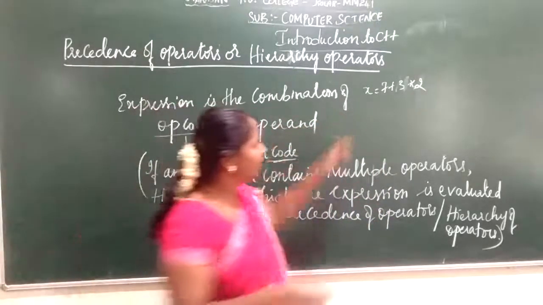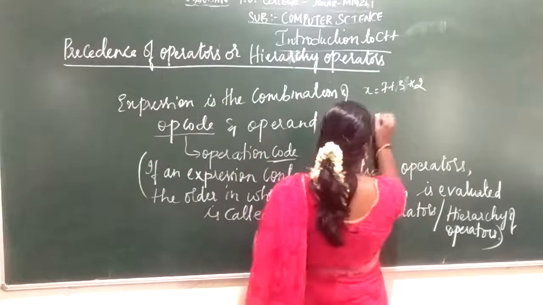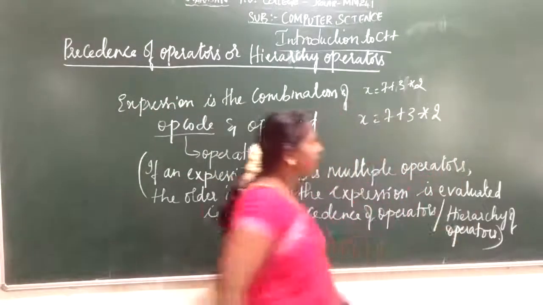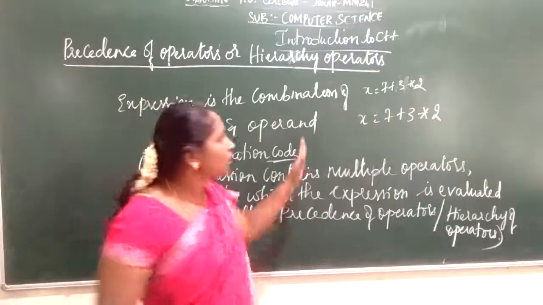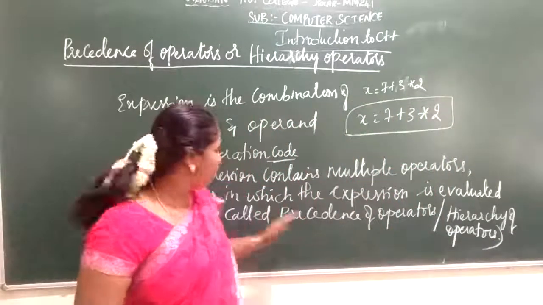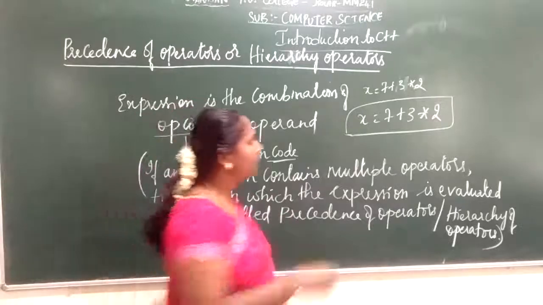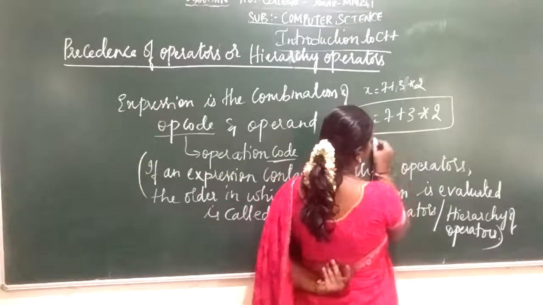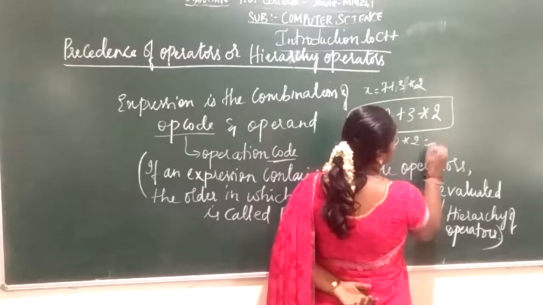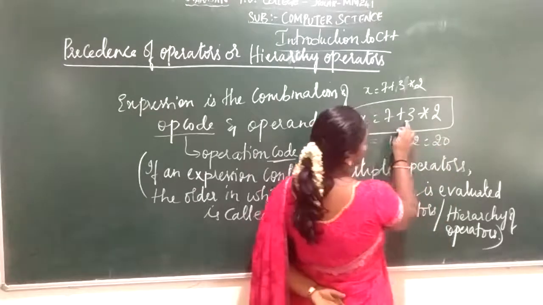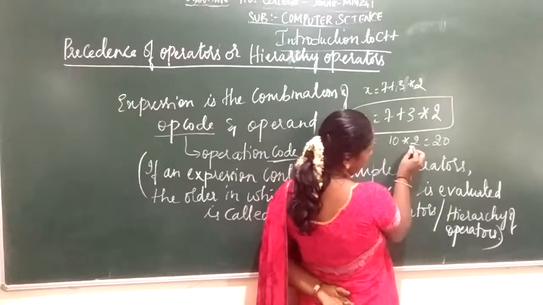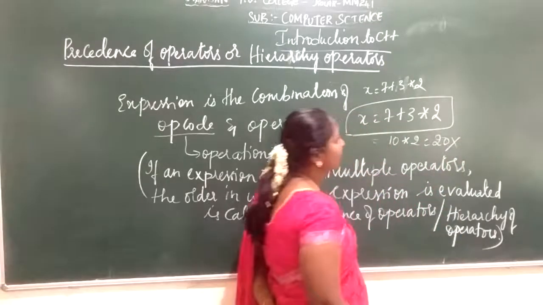For example, I have taken an example. X is equal to 7 plus 3 into 2. This is my expression. The order in which you are going to evaluate this expression, that we call the precedence or priority. So normally how do you go? 7 plus 3 is nothing but 10. 10 into 2 is nothing but 20. But this answer is wrong.